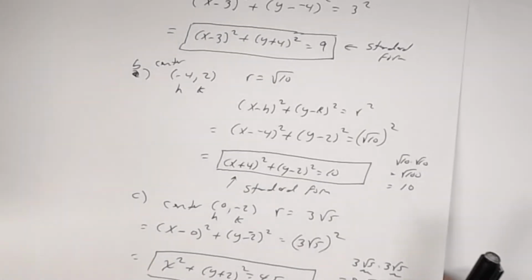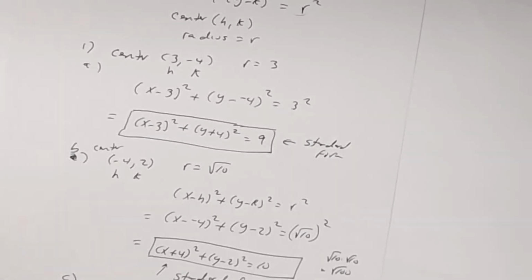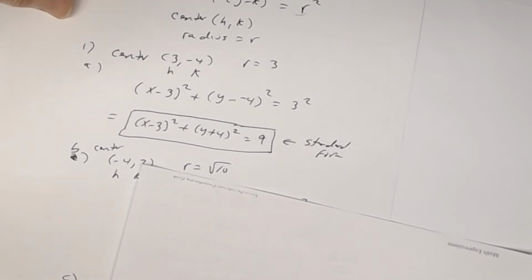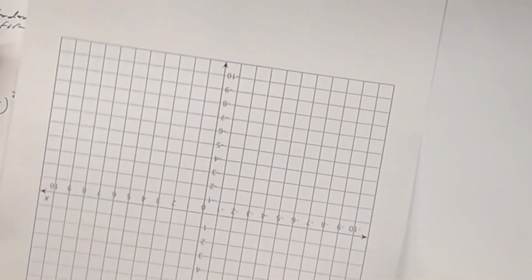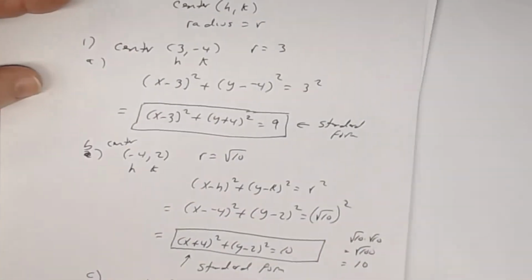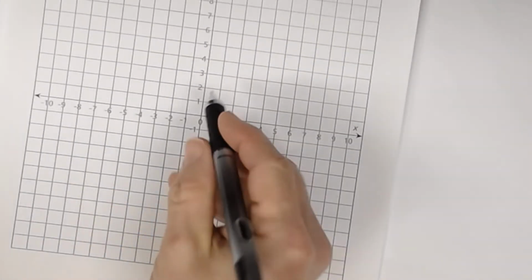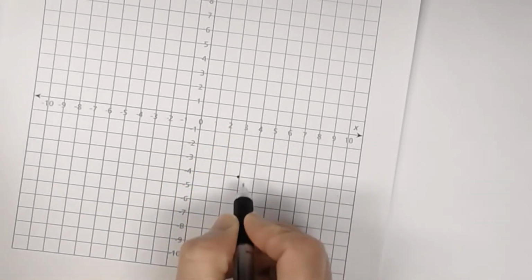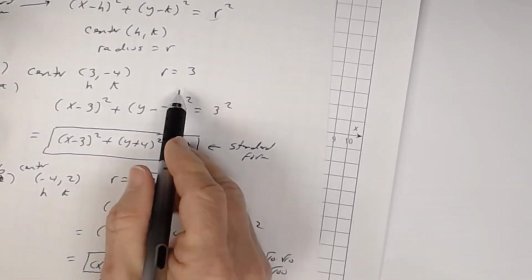So number 2, oh, and by the way, let me just show you something on a graph because we're going to need this in a little while, I think. So let me show you something real quick. Let me get the grid paper. So, all right. So you see number 1 right here. I just want to show you something real quick. So number 1, the center was 3, negative 4. So if I put the point 3, negative 4, that's here. So that's your center. The radius is 3, right?